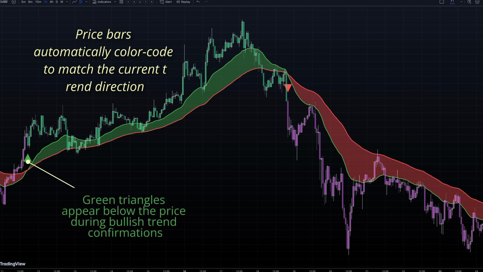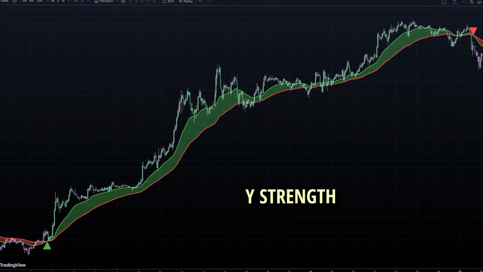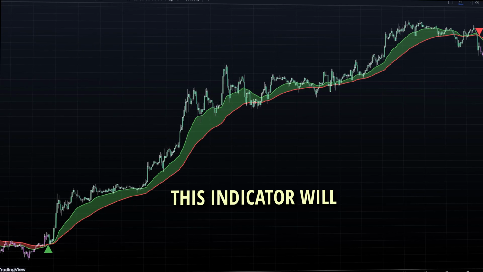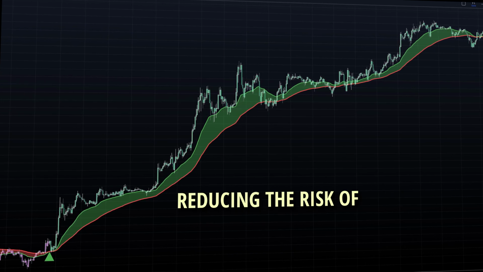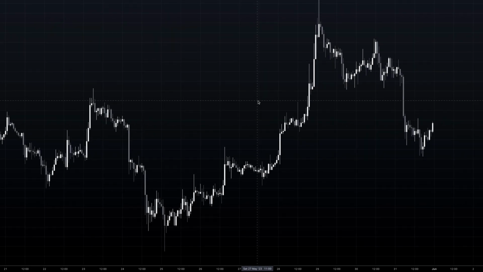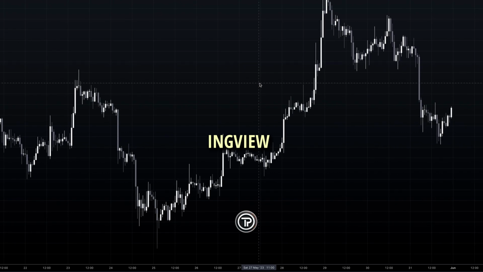For quick trend identification, it places green triangles below the price during bullish crossovers and red triangles above the price during bearish crossovers. Its primary strength is adaptability. This indicator will ensure we only take trades that align with the broader market trend, reducing the risk of counter-trend trading. Now, our main strategy indicator is unique and stands apart from traditional auto trendline indicators available on TradingView.